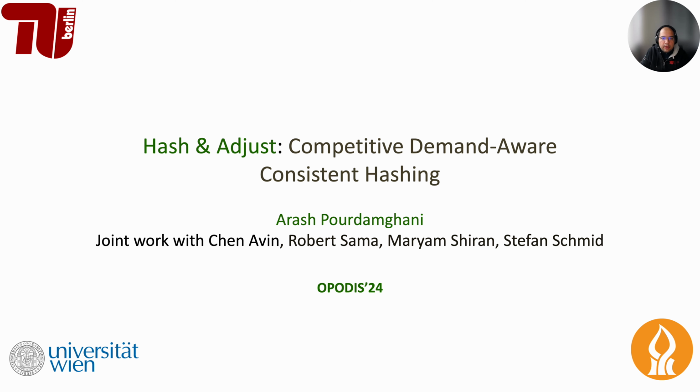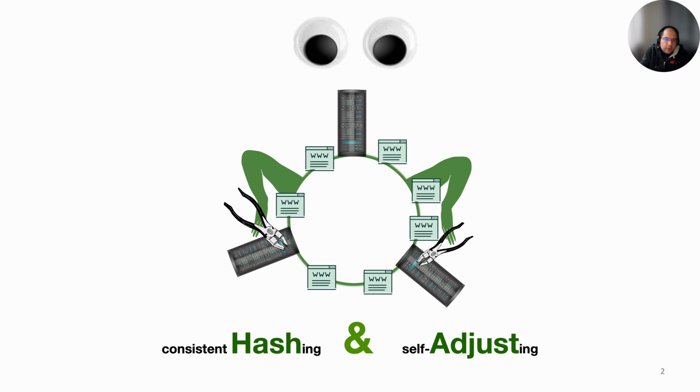So let's dive in. To give you a glimpse of what our work does, our work is a combination of the traditional consistent hashing method and novel ideas that are used in self-adjusting data structures. And in this presentation, we show why it's important to have a self-adjusting variant of consistent hashing, what the challenges are, and how we overcame them in our work.